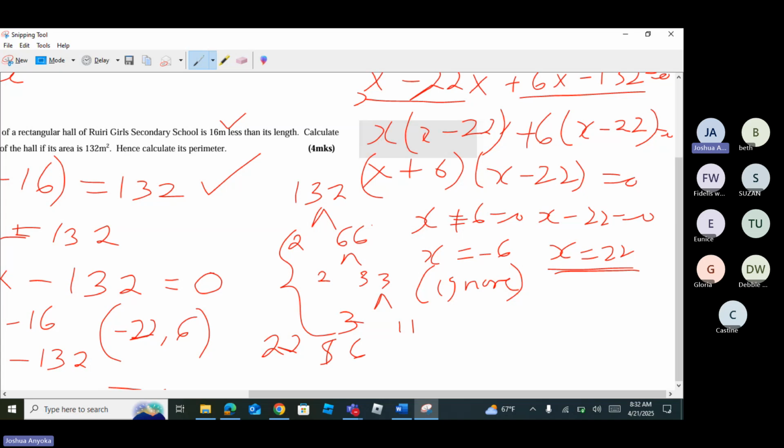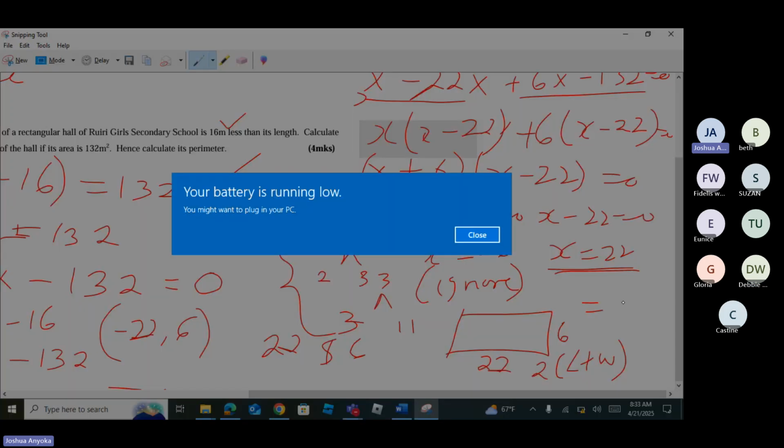What is the equation? Hence calculate its perimeter. So the perimeter, this is 22. This one is 16 less, so 22 minus 16, 6. Perimeter is always 2 into L plus W. So 2 into L plus W, we have 22 plus 6, 28. 28 times 2, the answer is 54.